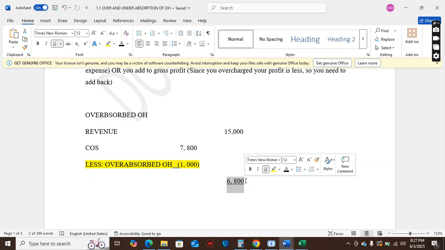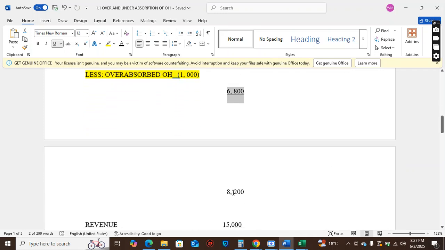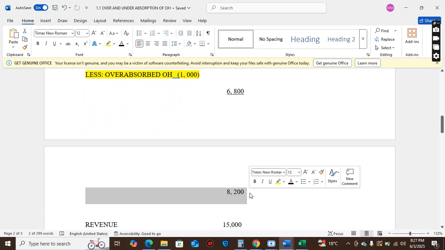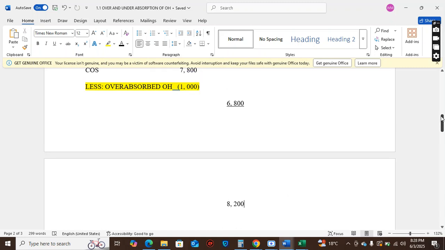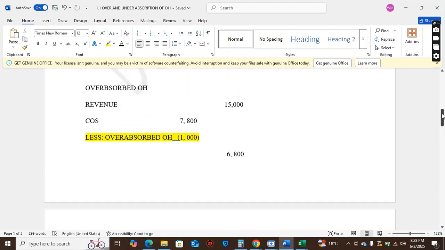Then you can get your profit. Remember, profit is just your sales revenue minus your cost of goods sold. So 15,000 minus 6,800 gives you 8,200. Any questions before I show the other adjustment with gross profit? Because we said there are two. You can either do the adjustment with cost of sales, or you can do the adjustment with gross profit. Any questions before I move to the next part?